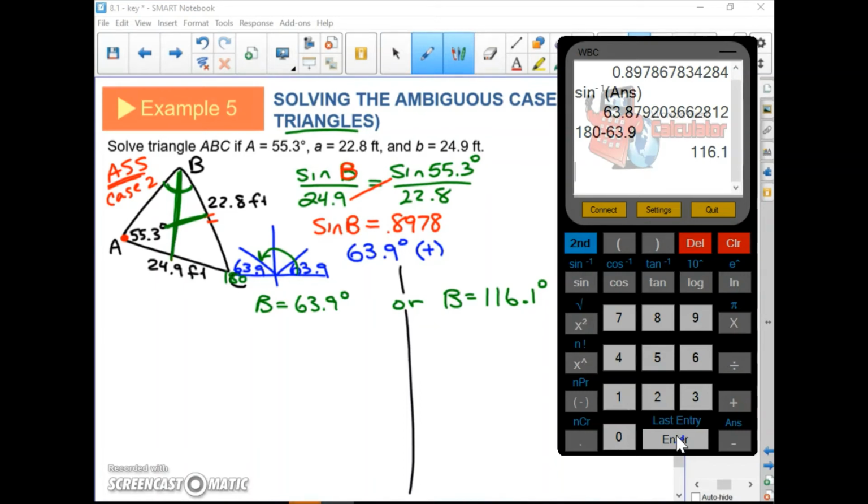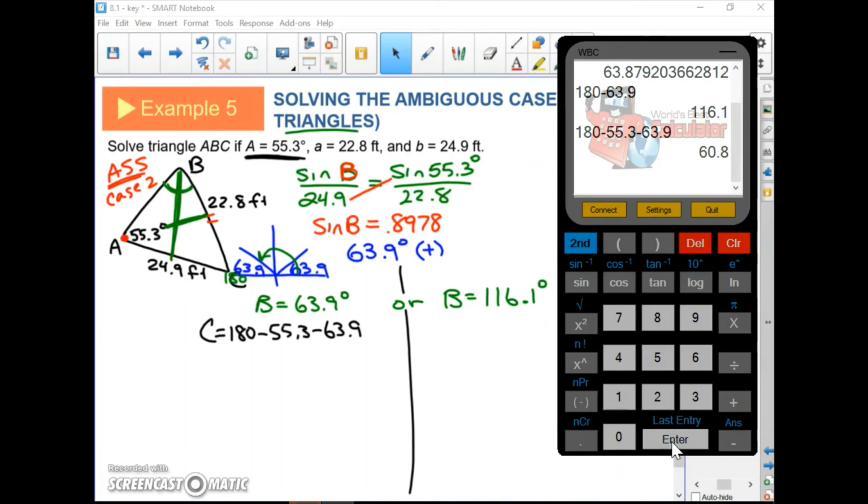If B was 63.9, we could find angle C pretty easily. But we've got angle A, and now we've got angle B. So angle C is just going to be 180 minus those two things. C is going to equal 60.8 degrees. Okay.